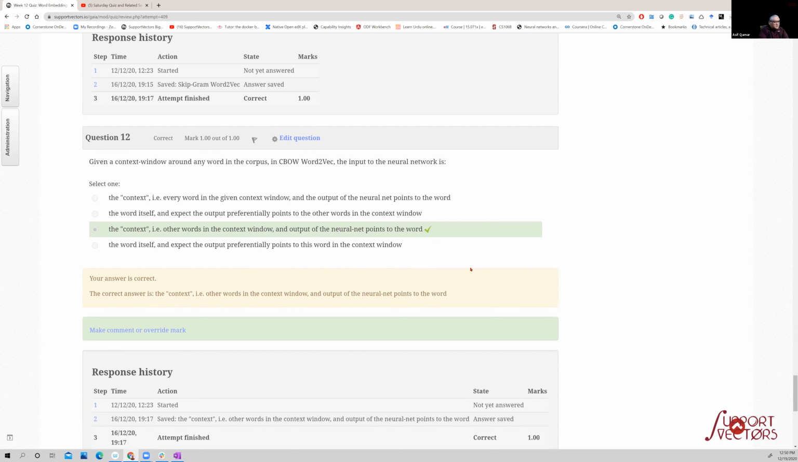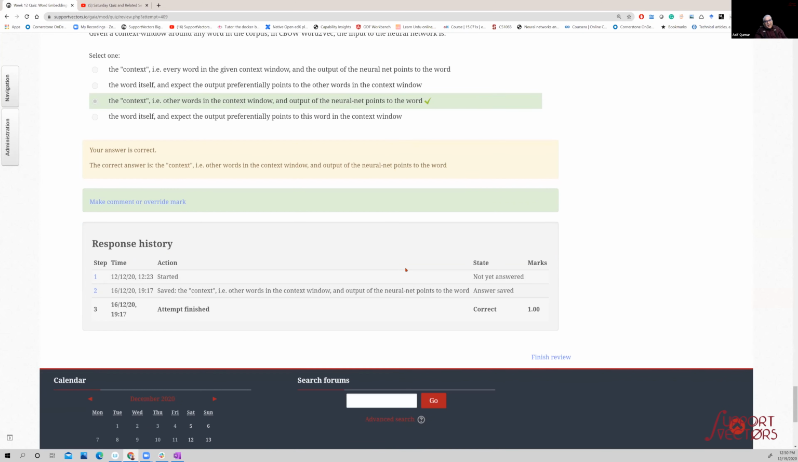Given a context window around any word in the corpus, in CBOW, continuous bag of words, Word2Vec, the input to the neural network is obviously the context. In other words, all the words in the context window. And what is the output? Of course, the word itself. Given these words in the input additively, you want to find the output word, the actual word that they surround. So the way to look at continuous bag of words is: which word do these words surround? Right? That is that. And that is it. A very simple quiz of what is it, 10 questions or 12 questions?